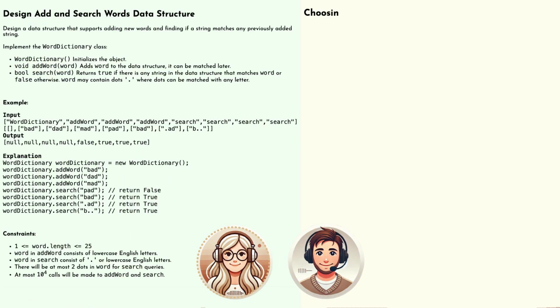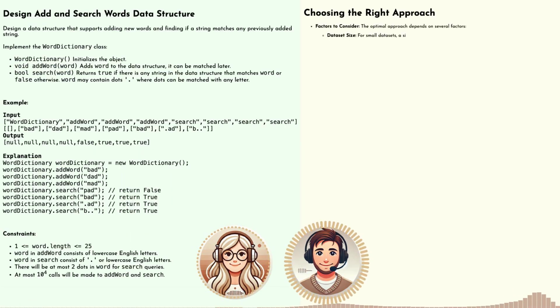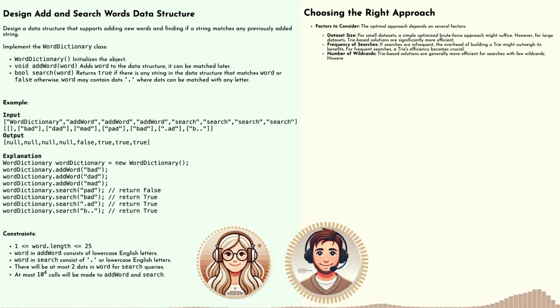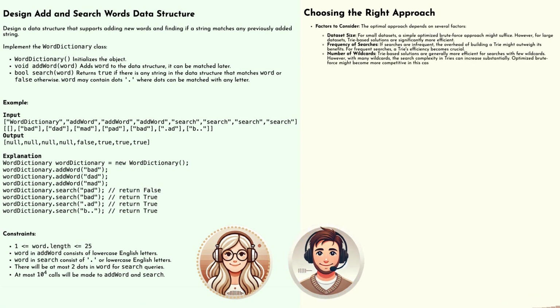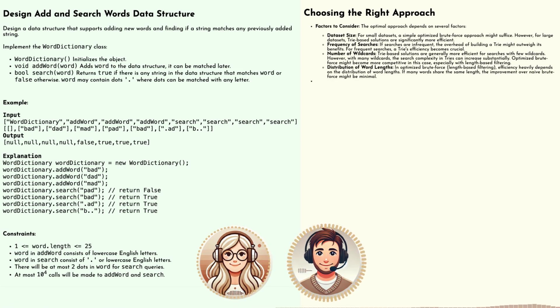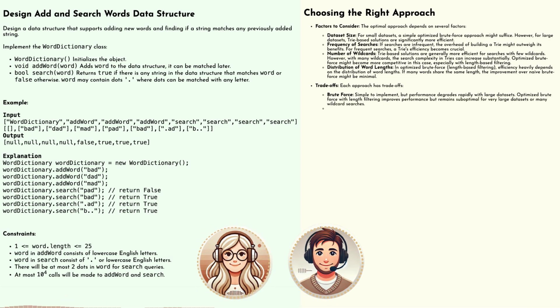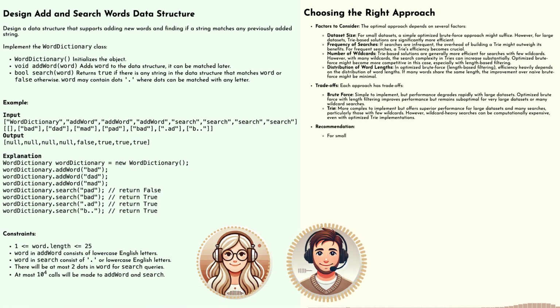Okay, cool. So we've explored two main strategies here: using a try, with or without memoization, and then optimizing brute force with this length-based filtering. It seems like each approach has its strengths and weaknesses. Yeah, for sure. There's no one-size-fits-all solution here. So how do we choose? What's the best way to decide which approach is right for a given situation?